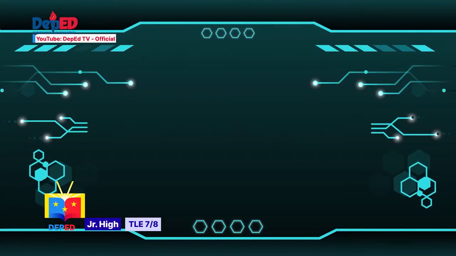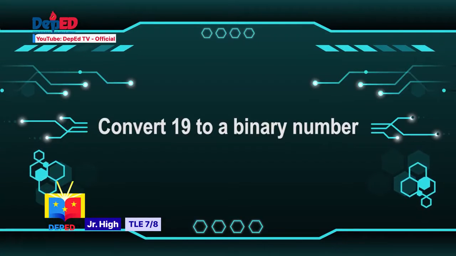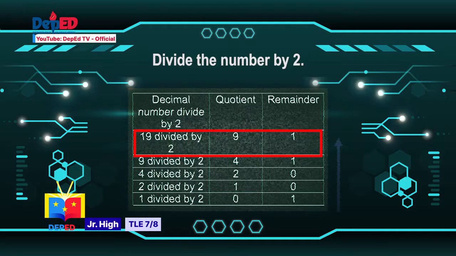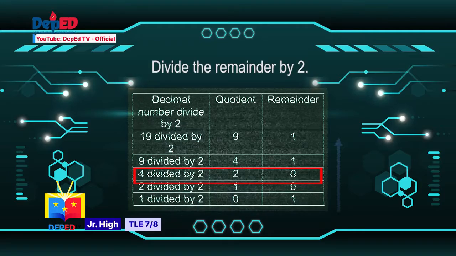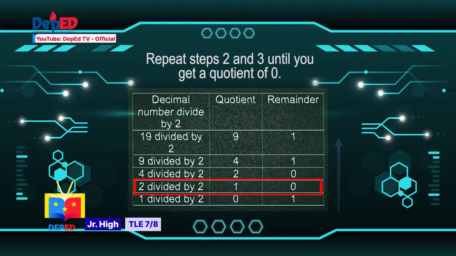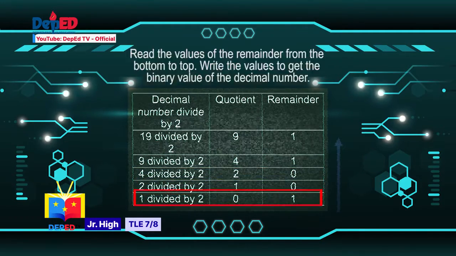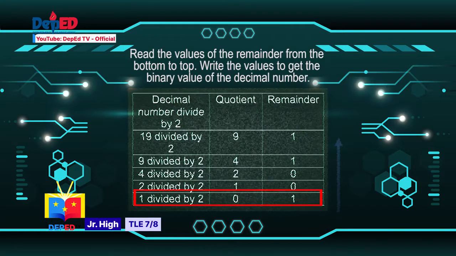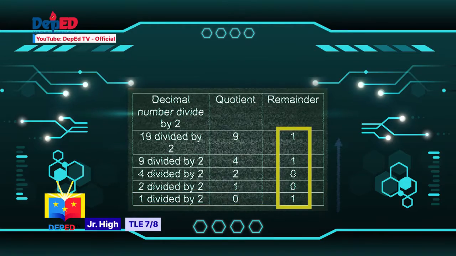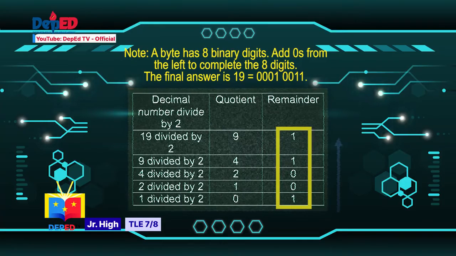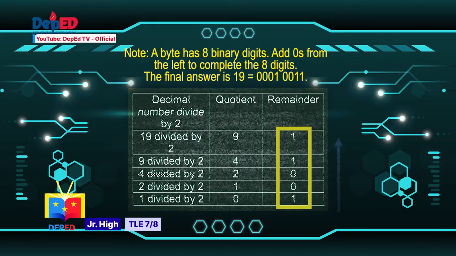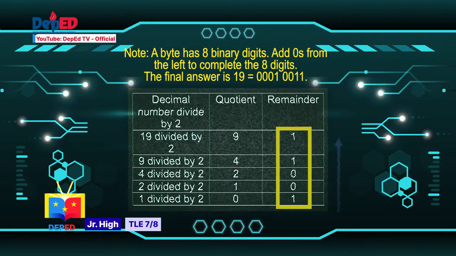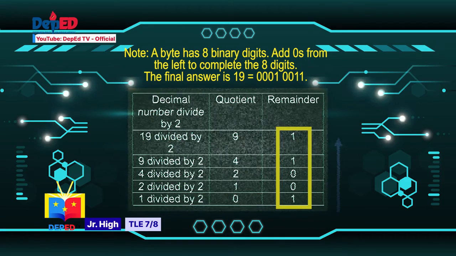Example: convert 19 to a binary number. Take note, a byte has 8 binary digits. Add zeros from the left to complete the 8 digits. The final answer is 19 is equal to 0, 0, 0, 1, 0, 0, 1, 1.